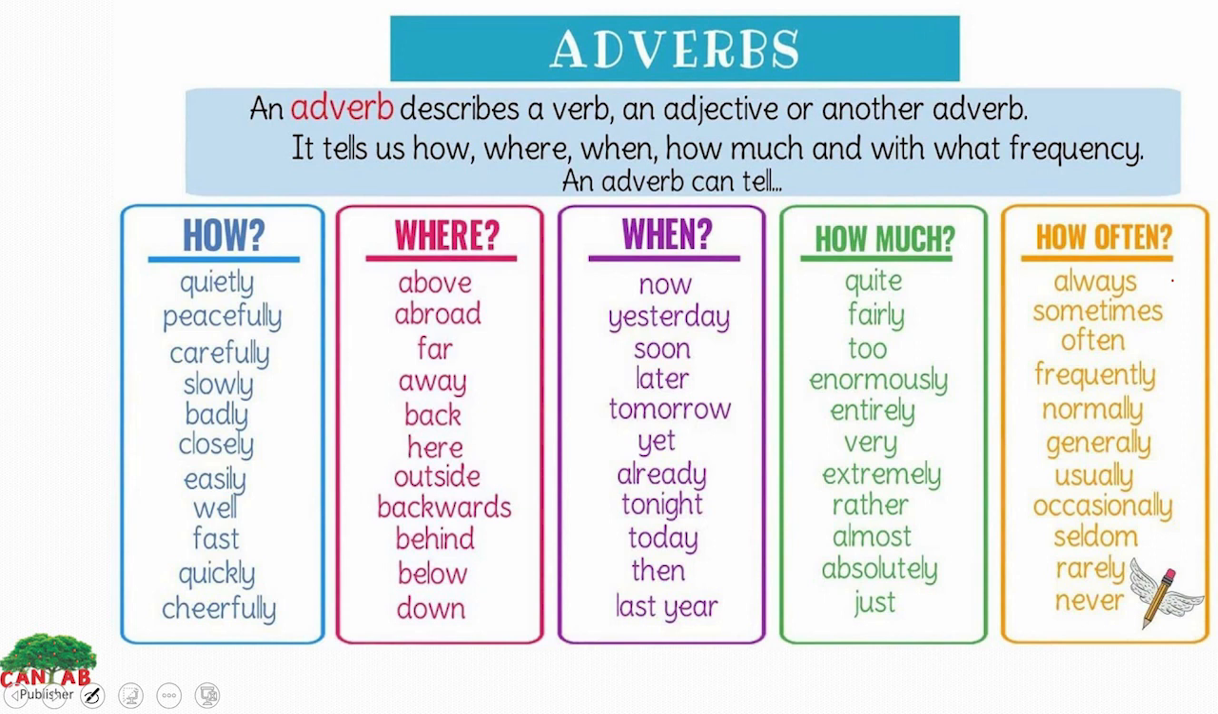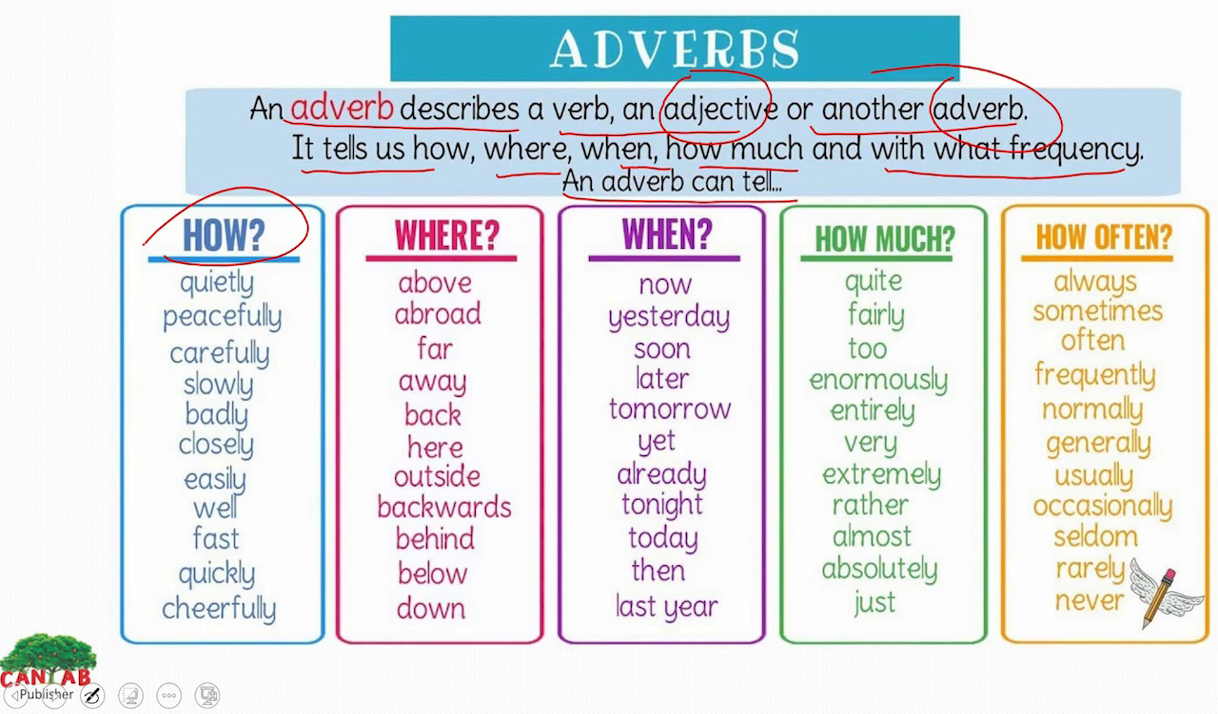What is an adverb? An adverb tells you or modifies the verb: when the action is taken, how, why, where, how much, how often. An adverb will describe a verb, an adjective or another adverb. We will discuss how it describes an adjective or another adverb. It tells us how, where, when, how much and with what frequency.